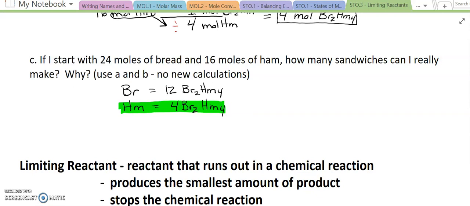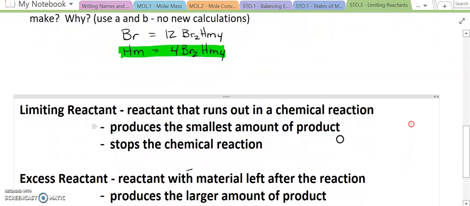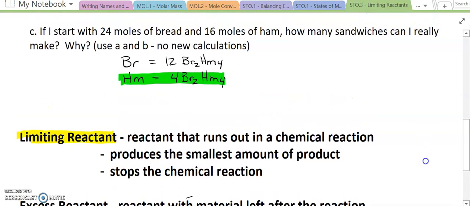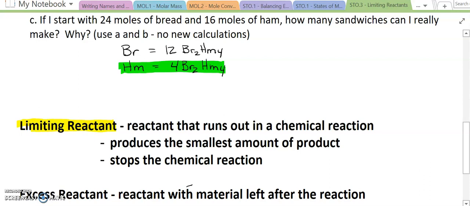So here's where the concept comes in. Limiting reactant is a term that you're going to see used. The limiting reactant is the reactant that is going to run out in a chemical reaction. In our example up above, I ran out of ham. While I still had plenty of bread, I didn't have any ham. So when we talk about finding the limiting reactant, it is the one that is going to produce the smallest amount of product.